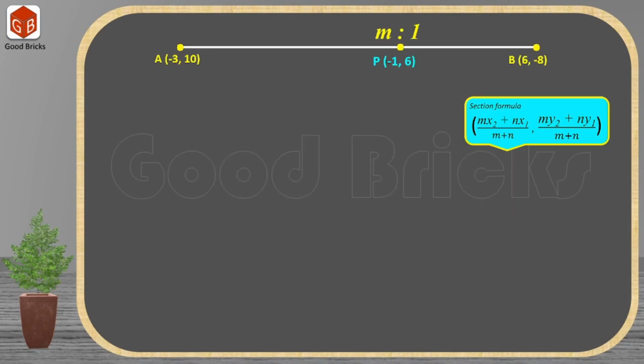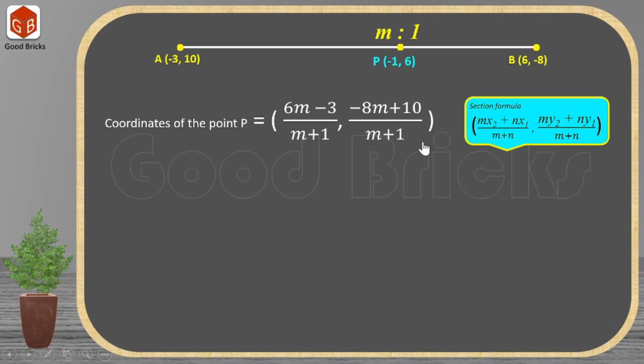Using this section formula, let us now find the coordinates of this point P. See here, m into 6 plus 1 into minus 3 will give you minus 3 by m plus 1. Next, m into minus 8 plus 1 into 10 will give you minus 8m plus 10 by m plus 1. Now, these two are coordinates of this point P, but in the question itself they have already given. So, we are writing minus 1 comma 6 is equal to these two coordinates.